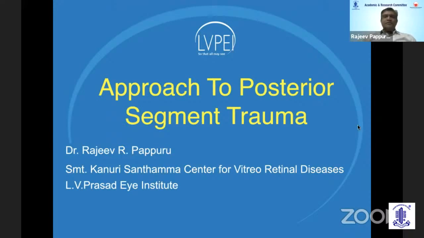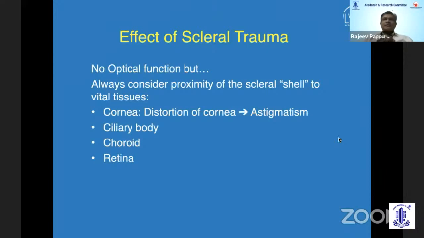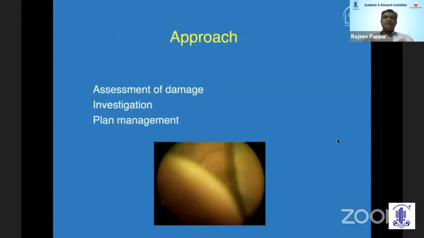So I'm going to discuss the approach to posterior segment trauma. We know that the sclera is not an optical structure, but it is in proximity with many important intraocular organs like the ciliary body, choroid, and retina. So whenever there is damage to the sclera or posterior segment, there are many implications for the visual recovery. We need to deal with posterior segment trauma in a stepwise manner so that we get the best recovery out of whatever damage has happened.